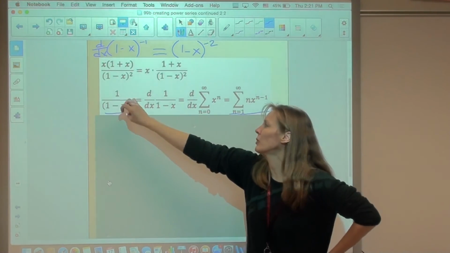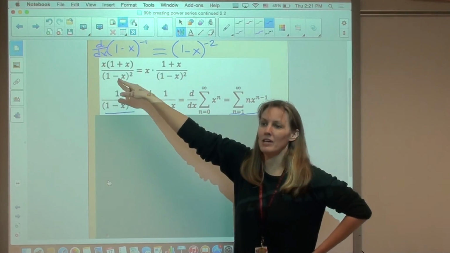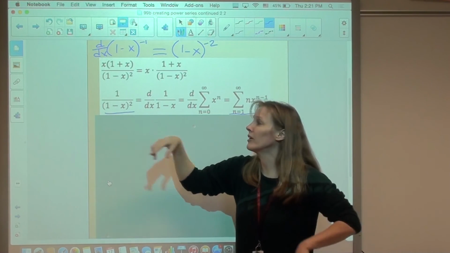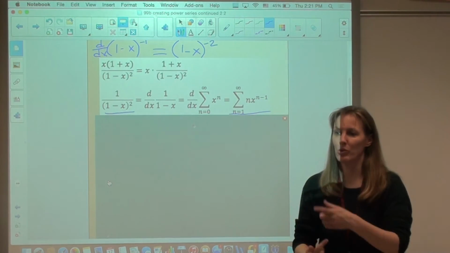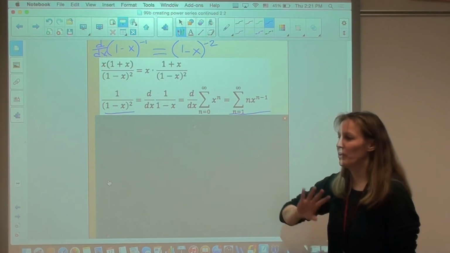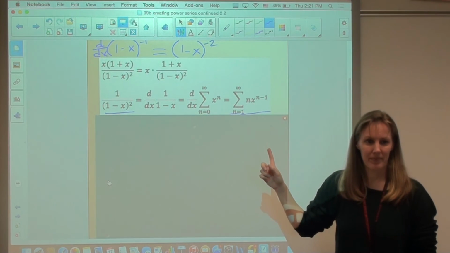Oh, this is where we want to end up, but you can't just start there, right? So I'm going to start here and kind of build it. Alright, we're on step one. Are we all okay with step one?